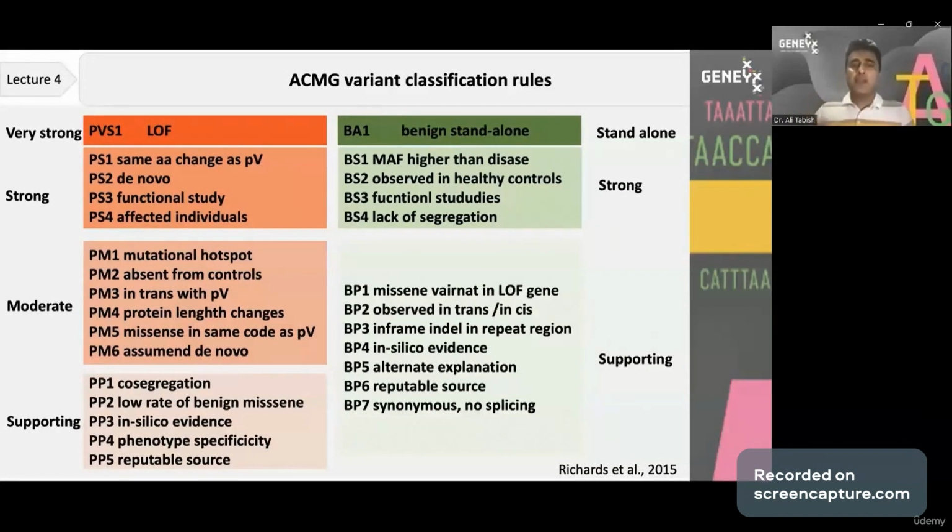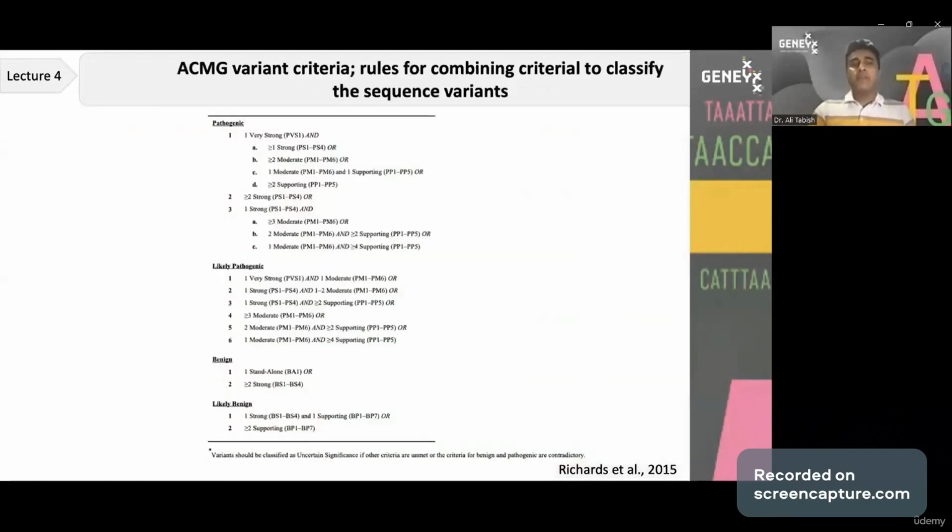And then there is supporting evidence for the benign criteria. There's BP1 to BP7, the supporting criteria for the benign. Like if in silico evidence doesn't support pathogenicity, then we apply BP4, for example. The same goes for BP7, the synonymous variants, in case they don't have any splicing effect, we apply BP7.